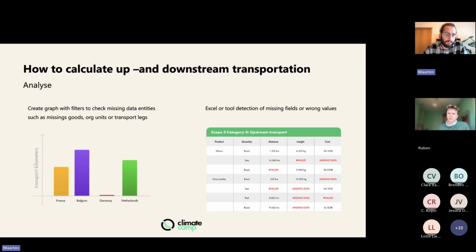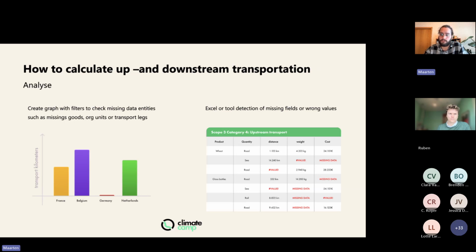Now, after you defined which data points to collect, you need to analyze what you have received from your logistics providers or from internal stakeholders. We always do it on two levels. We do a macro analysis and we do a micro analysis. The macro analysis is, are there any major data gaps which are not present in the Excel or in any other data file? Therefore, you need to receive all the data and then create graphs with filters, for example, or use a tool to check which data entities are missing.